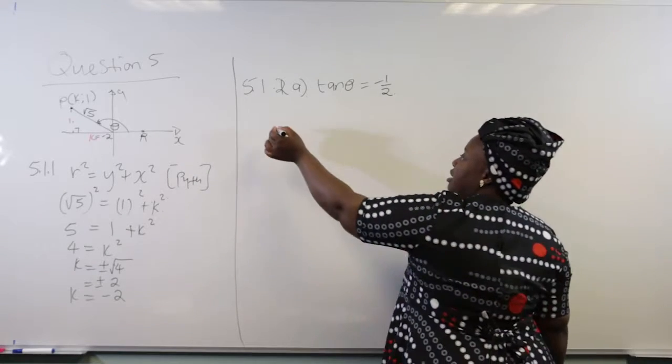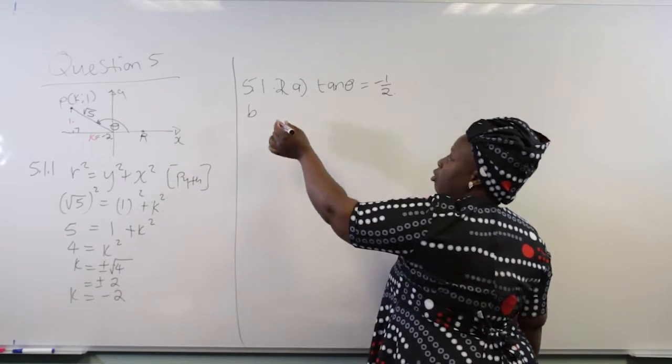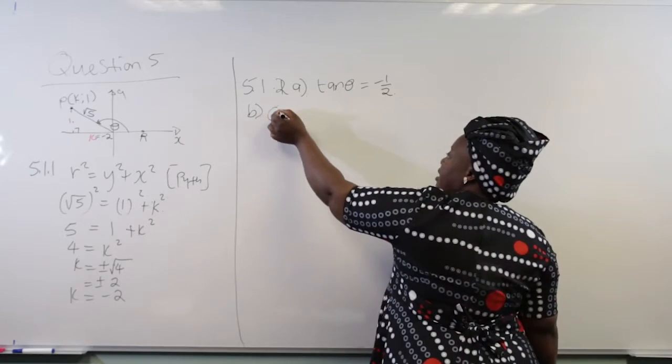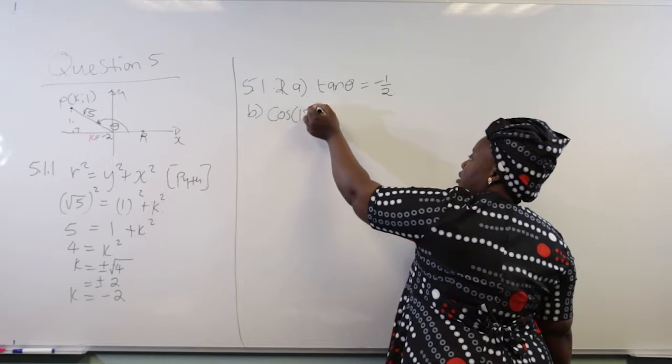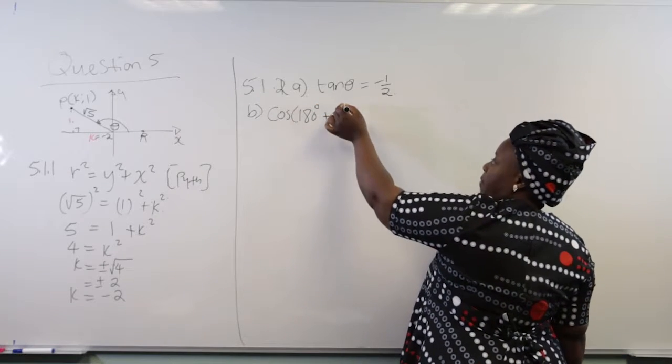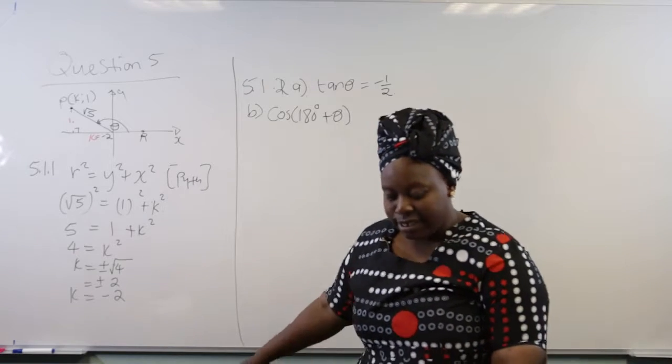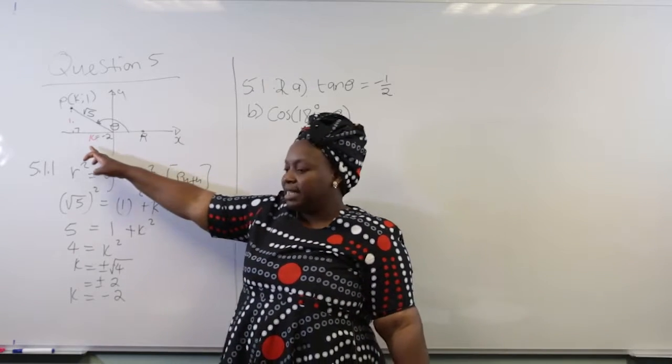Number B says we must calculate the value of cos(180° plus theta). Now folks, remember 180° plus theta is in the third quadrant. It's here.